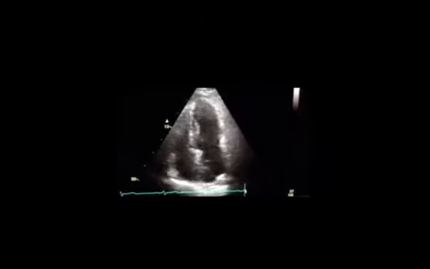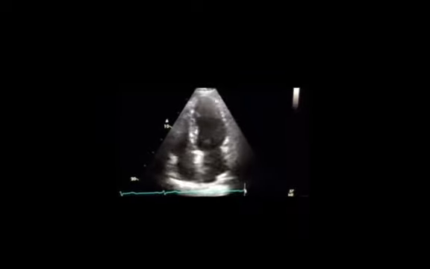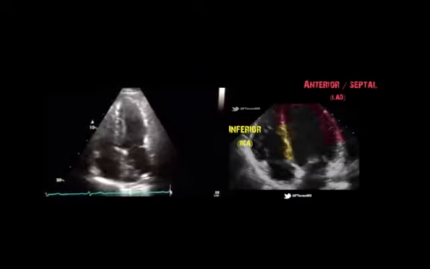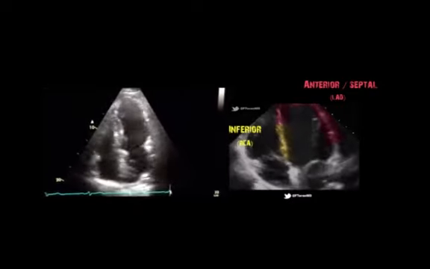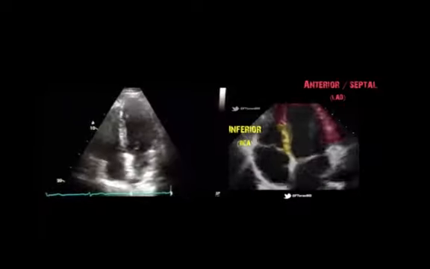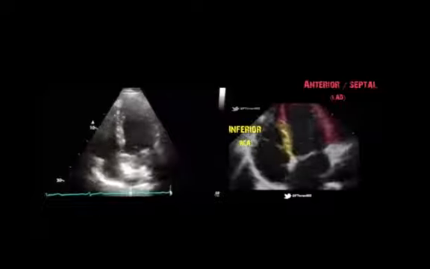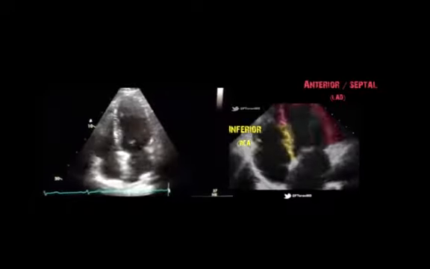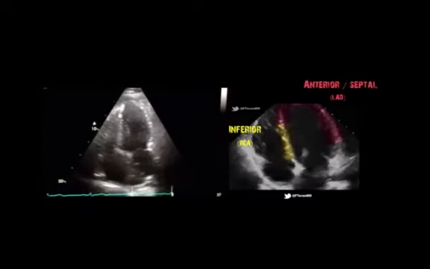Finally, where do we expect to see an inferior wall MI on the apical 4-chamber? Exactly. The RCA feeds part of the intraventricular septum along with most of the inferior wall, as shown in the clip on the right. Look carefully and see how in the image on the left, the inferior septal region is not contracting as well as the rest of the left ventricle. This is consistent with the changes we saw in the EKG.